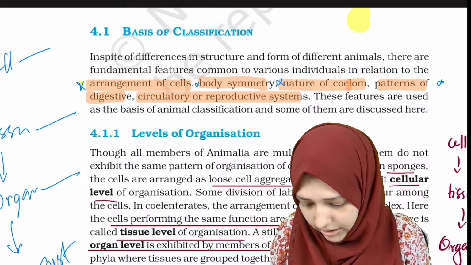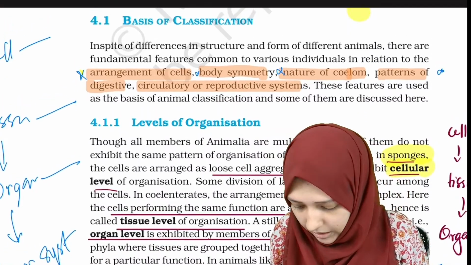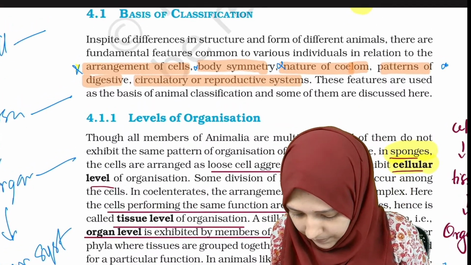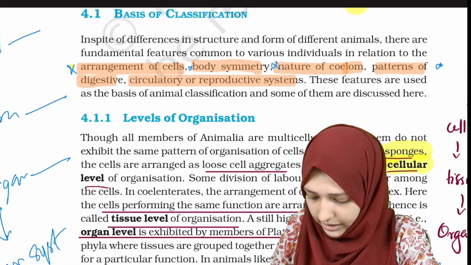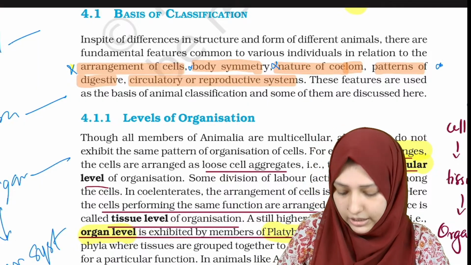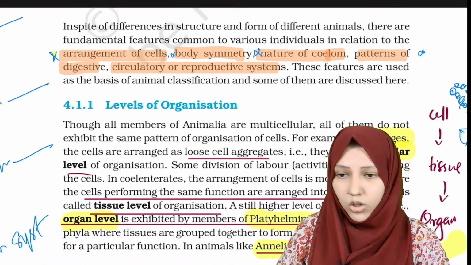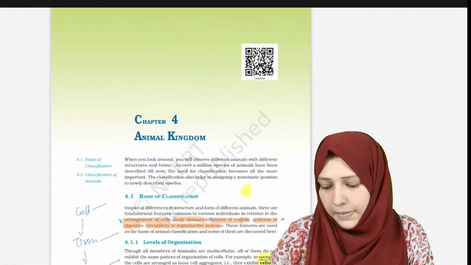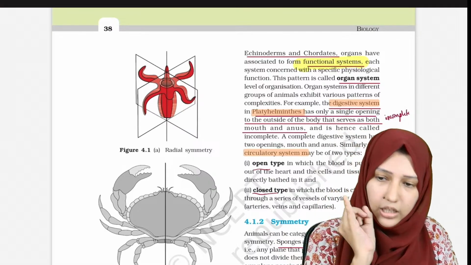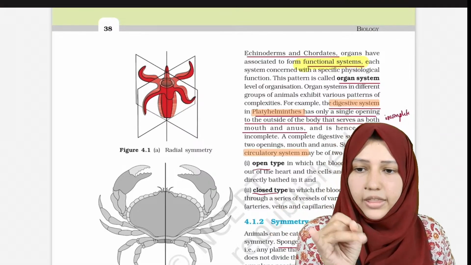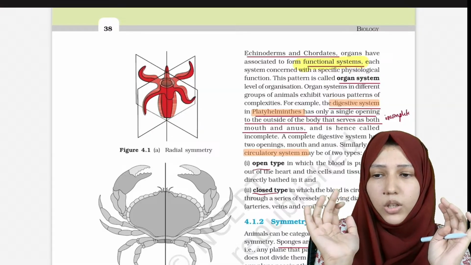Cellular level organization is seen in sponges. Then tissue level organization is seen in different types of phyla that we will study later, and organ level is seen in platyhelminthes. Organ system level is seen in animals like annelids, arthropods and mollusks. So cellular level is sponges, tissue level is all the others, then platyhelminthes are organ level, and all the others below that are organ system level. Okay, clear?